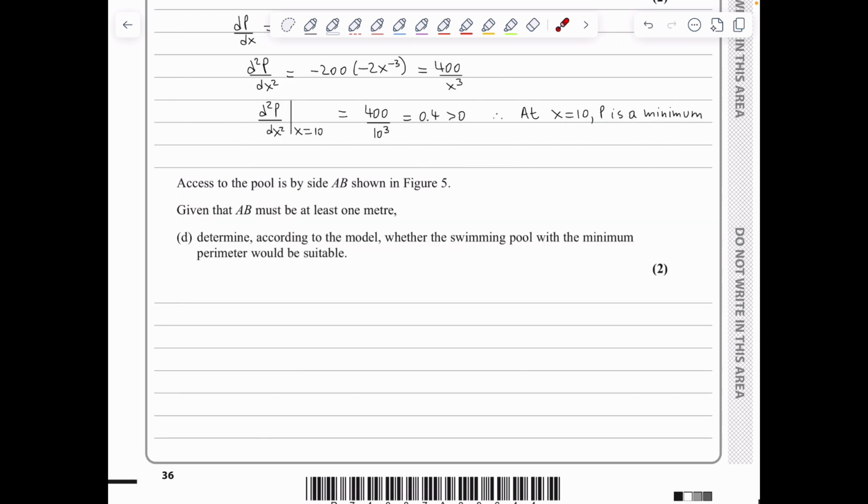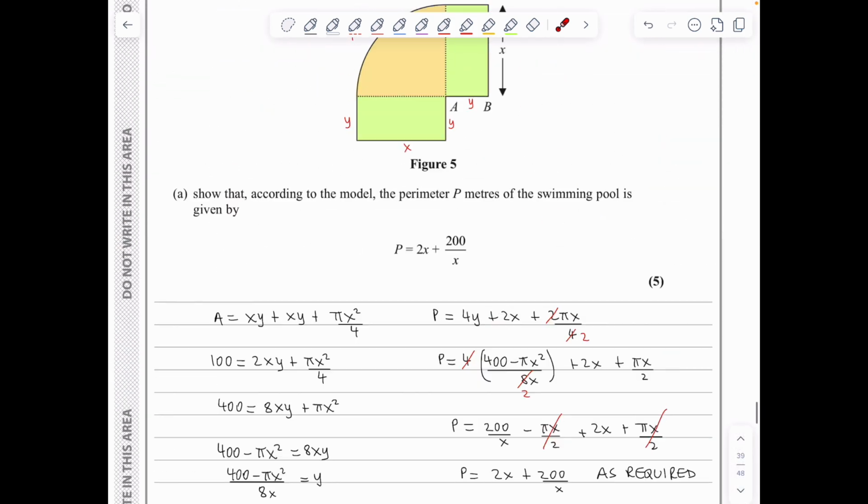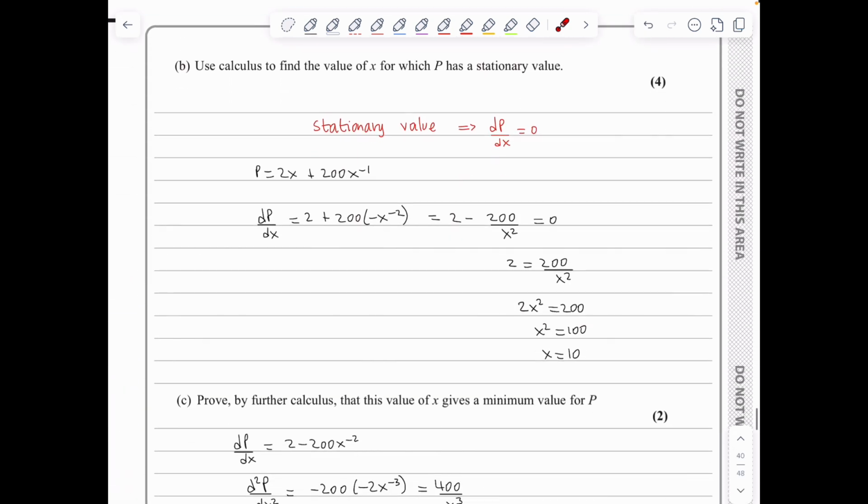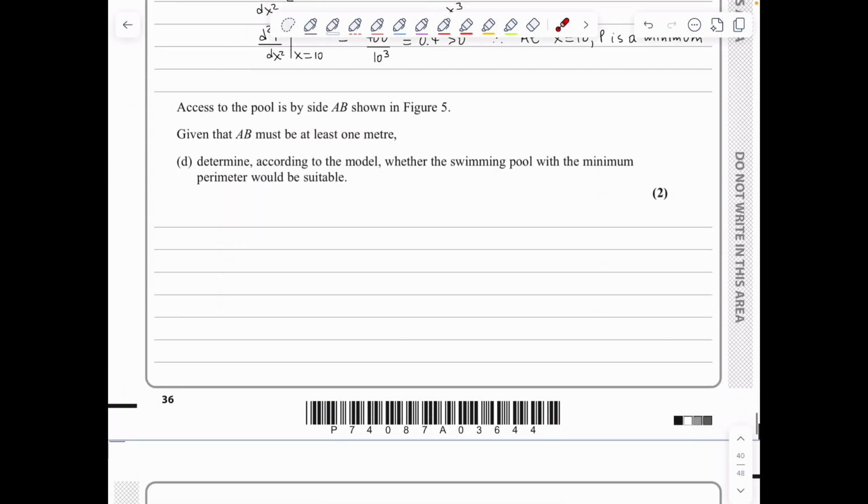Now we are told that access to the pool is by side AB as shown in the figure provided, and given that AB must be at least 1 meter, we need to determine according to the model whether the swimming pool with the minimum perimeter would be suitable. So let's briefly go back to the figure provided. AB is y, so we need to investigate the value of y when x attains the value of 10, and therefore the perimeter is a minimum.